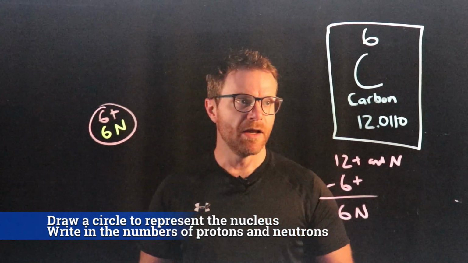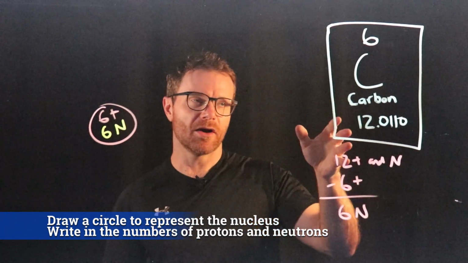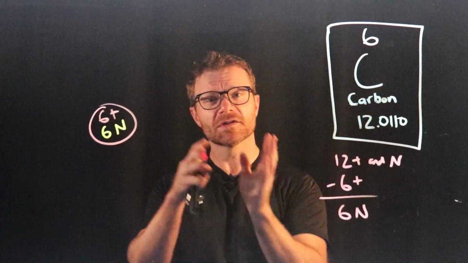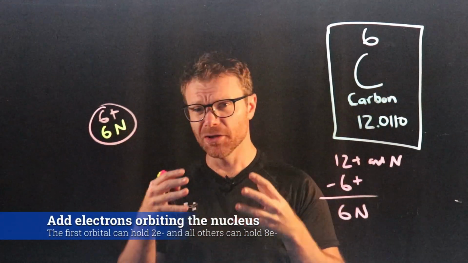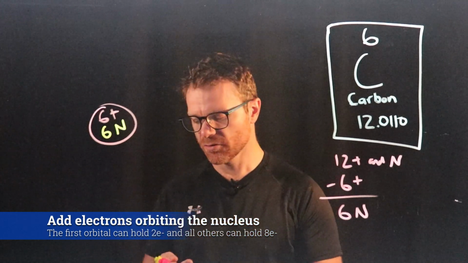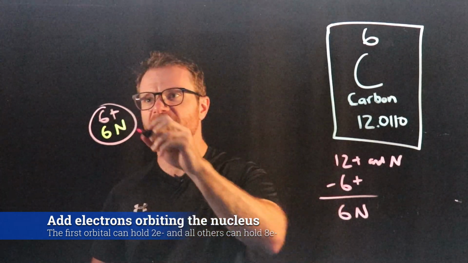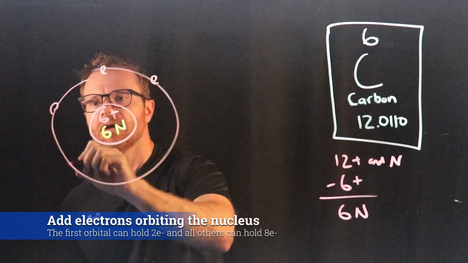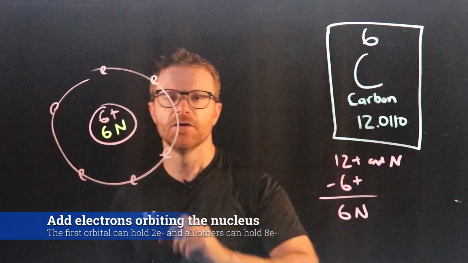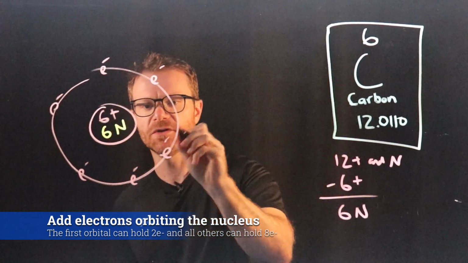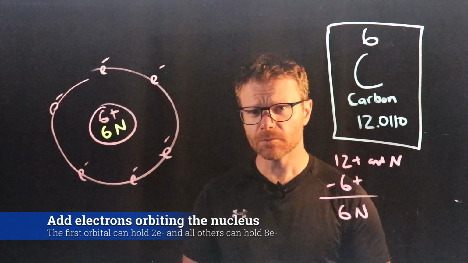Okay, now how many electrons are there in a carbon atom? Well, the atomic number is 6. The number of electrons is always equal to the number of protons in a neutral atom. That's not true of ions, but of a neutral atom, that's true. So therefore, there's going to be 6 electrons orbiting this nucleus. There's my 6 electrons. I'll put a little negative on each of them, just so you know they're negatively charged.